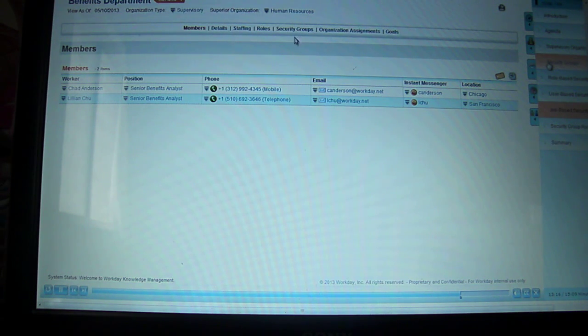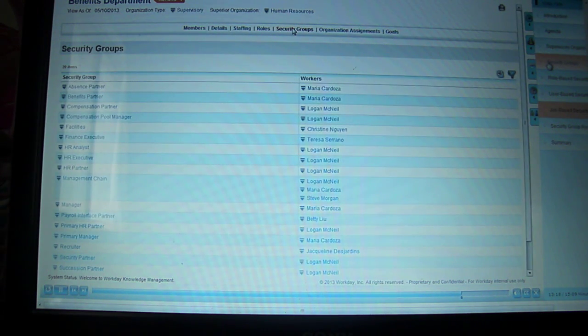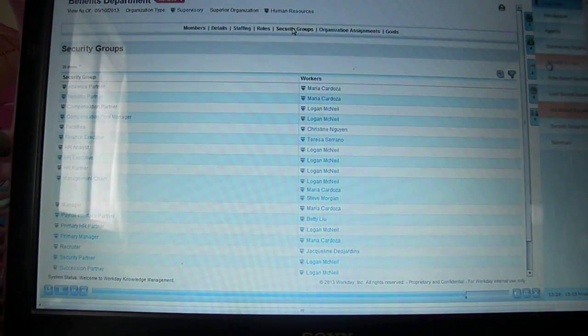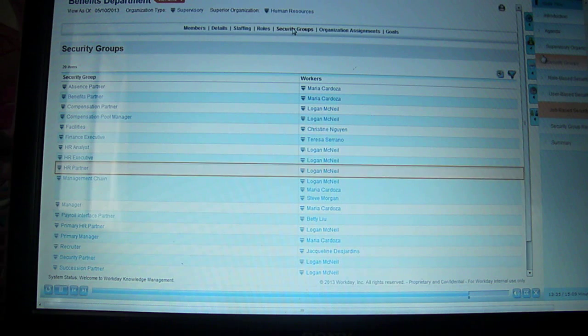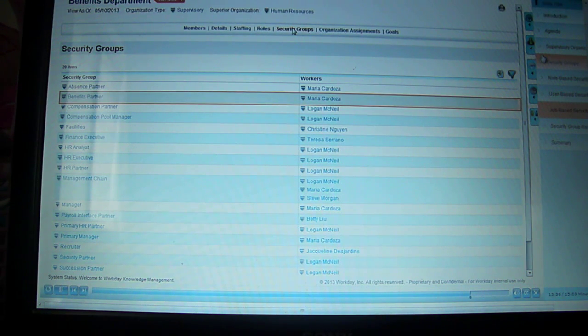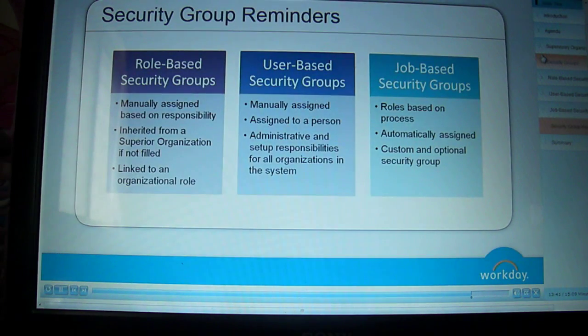Let's look at the information. This page is especially useful to help you troubleshoot business process routings and security configurations. Workers can also view this page to see who fills the organization roles. This information can be helpful for workers looking for contacts, such as Logan McNeil for HR questions, or Maria Cardoza for benefits. Here are some final notes and reminders about security groups.